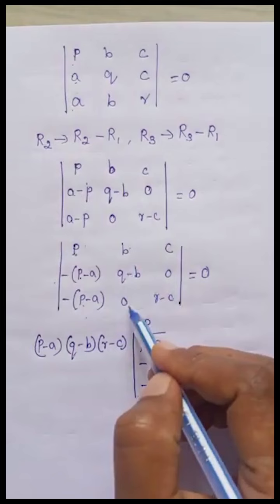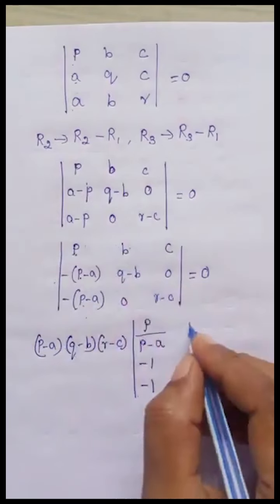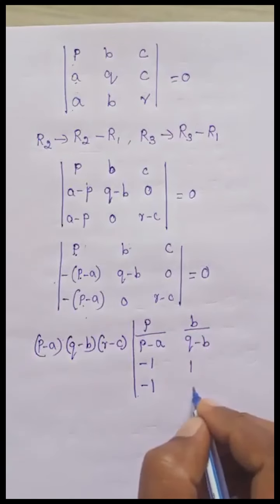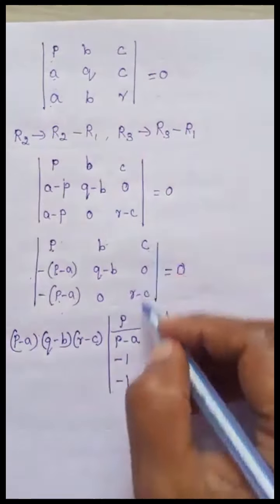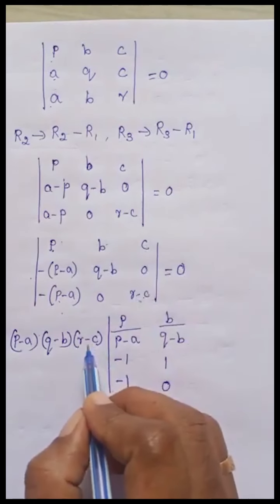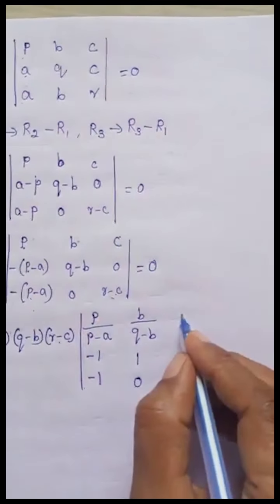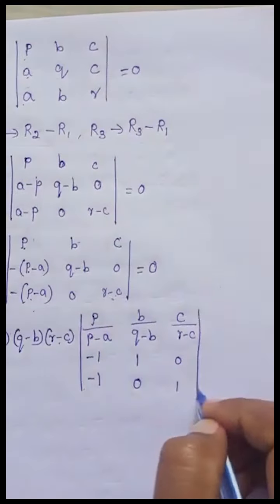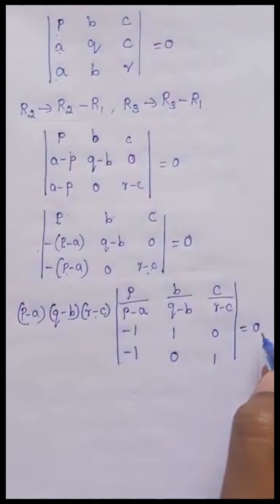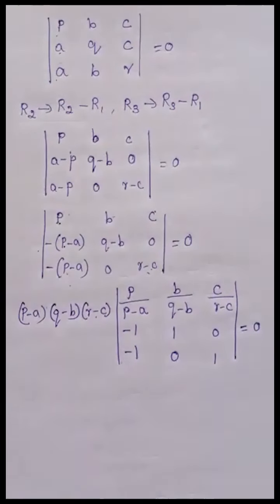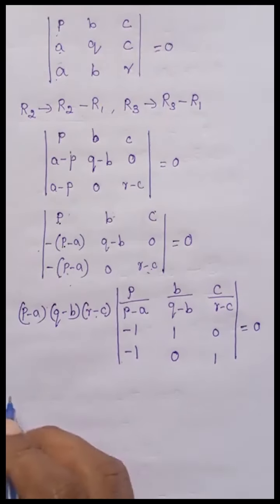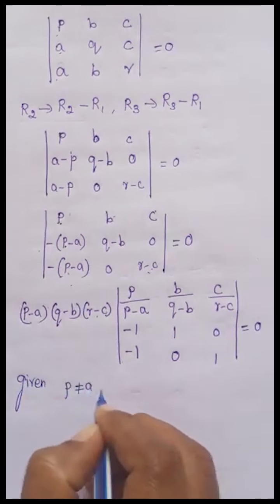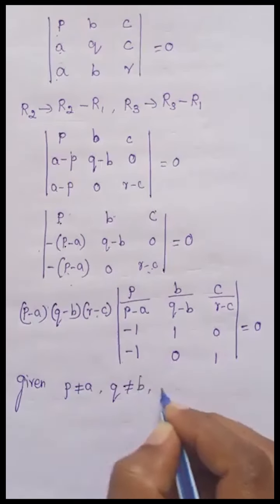And as I said, from this column we have taken Q minus B. So what will happen? B by Q minus B. Here 1, 0. It doesn't matter. And from here, in this column we have taken R minus C. Here we do not have. So what we should do? C by R minus C, 0, 1 is equal to 0. Is that clear? Okay.